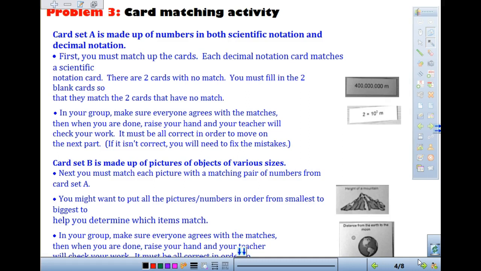You have to fill in the blank ones to match up. There's going to be one that has to be written in standard notation to match one down here, and one up here. So you're going to have to fill those cards in. Once you have that set up, and my hint would be go from smallest to largest, you're going to raise your hand and I'll check your groups. If you continue reading as we are looking at this, go ahead.